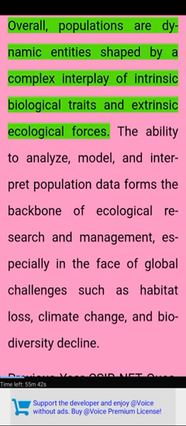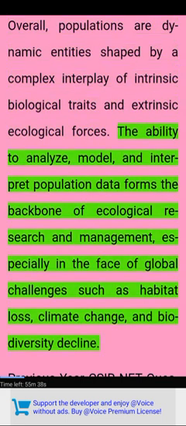Overall, populations are dynamic entities shaped by a complex interplay of intrinsic biological traits and extrinsic ecological forces. The ability to analyze, model, and interpret population data forms the backbone of ecological research and management, especially in the face of global challenges such as habitat loss, climate change, and biodiversity decline.